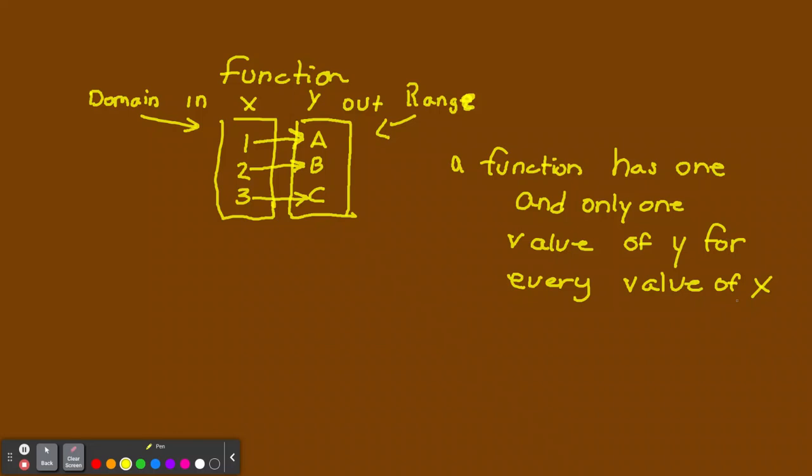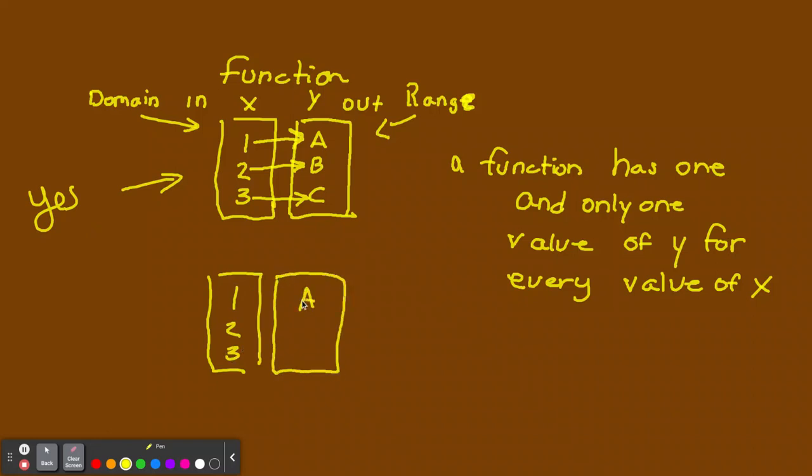That's it. I mean, y could have different x's. Like you can have this. This could be a function. Yes, it's a function. If you had 1, 2, and 3, and let's say you just had A and B, so 1 was from A and 2 was from A, you can do that. The y, the output, could have multiple x's, but the one x can only have one y. So this would be a function. Yes, that's a function.